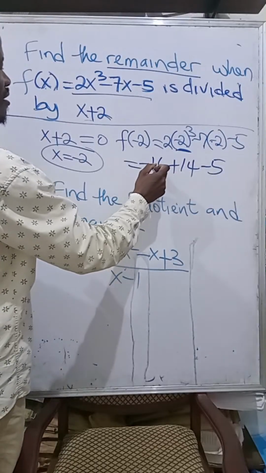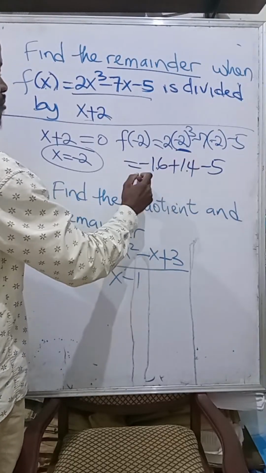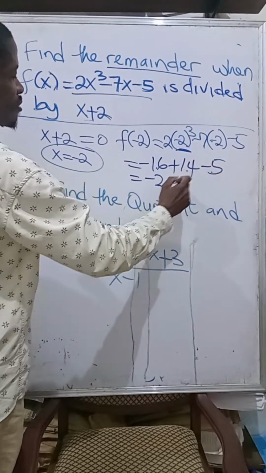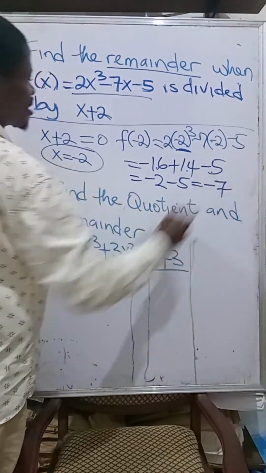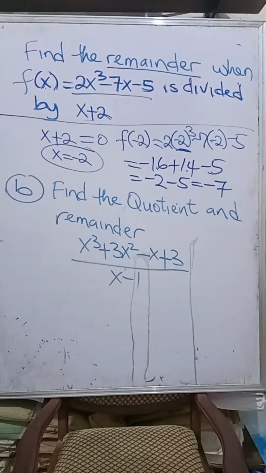Then minus 16 plus 14, that's a minus 2, minus 5. So the remainder is what? Is minus 7. Okay? So that's that.